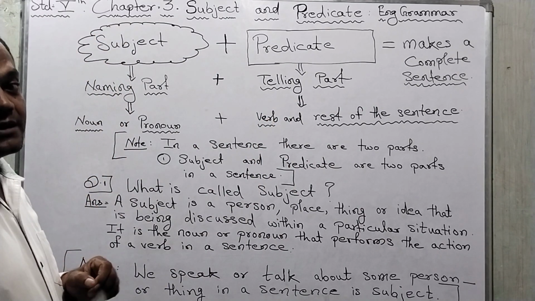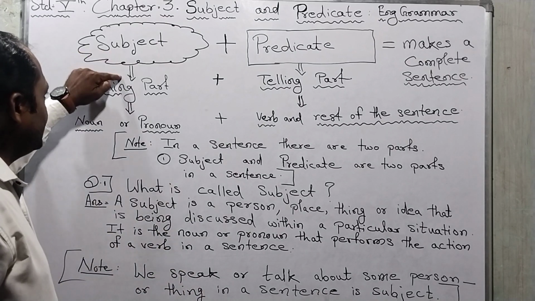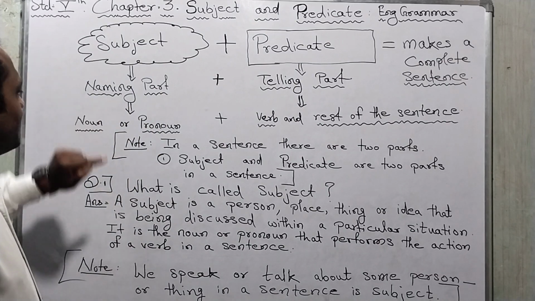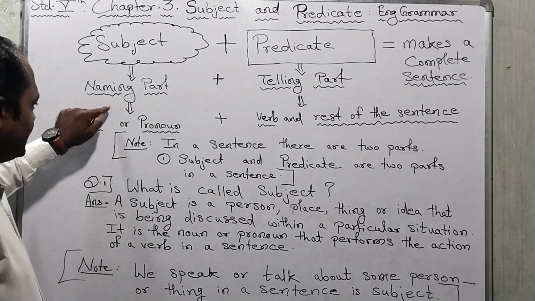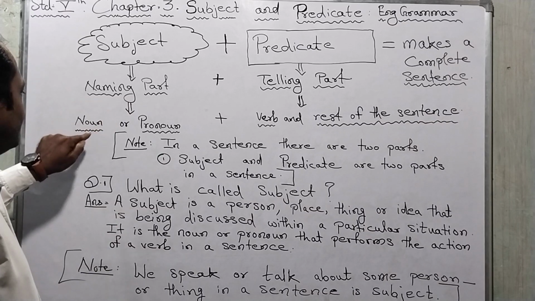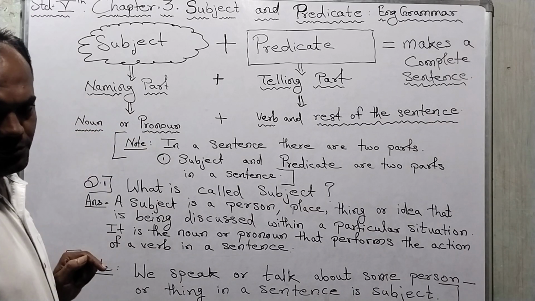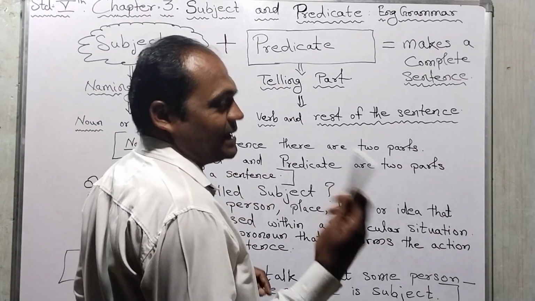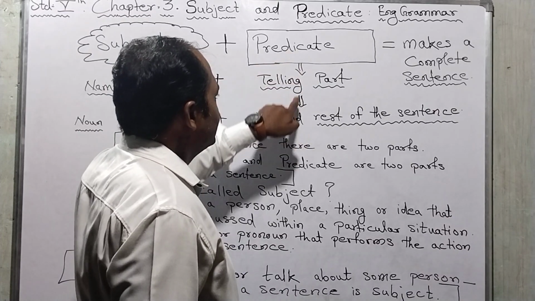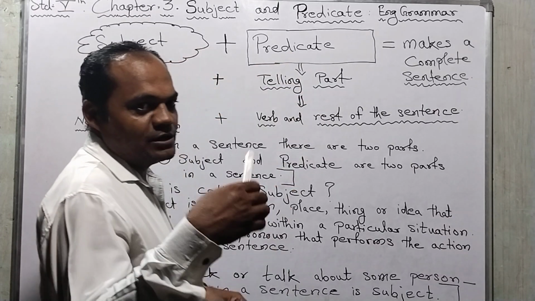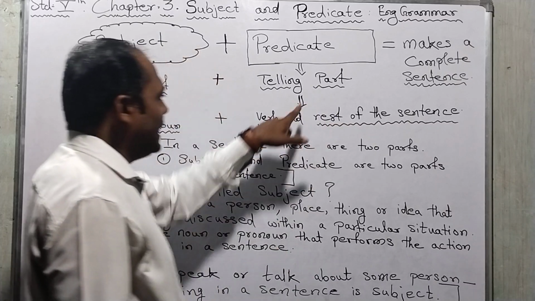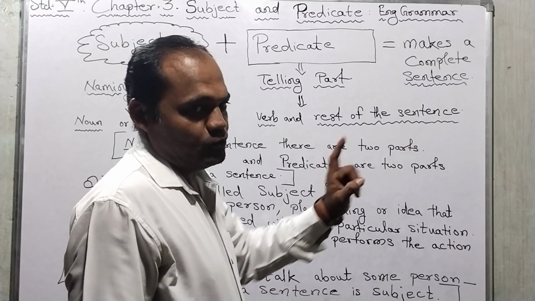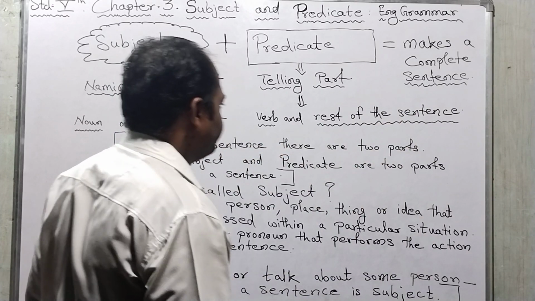Second, let's understand the subject properly. Subject means naming part. Clear? Then in the naming part there may be a noun or pronoun first. Then comes the predicate. In the predicate, it is a telling part, that means saying something, and in the predicate there is a verb and the rest of the sentence included in it. Clear?